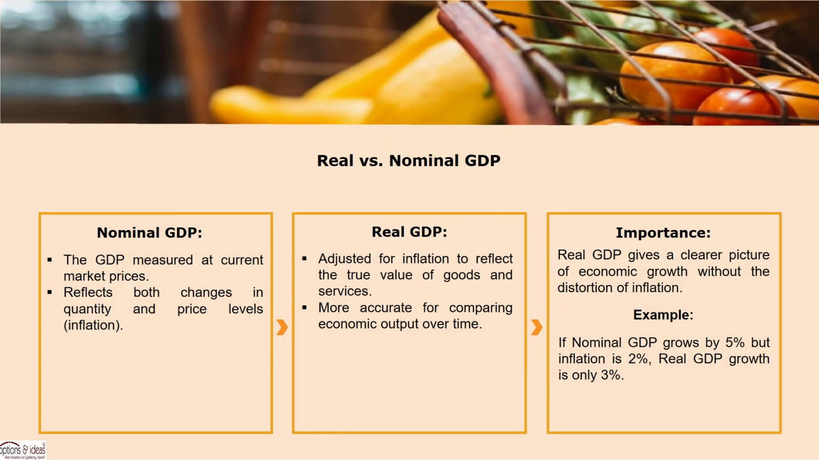Real versus nominal GDP. Nominal GDP, the GDP measured at current market prices. Reflects both changes in quantity and price levels, inflation. Real GDP, adjusted for inflation to reflect the true value of goods and services. More accurate for comparing economic output over time. Importance: real GDP gives a clearer picture of economic growth without the distortion of inflation. Example.